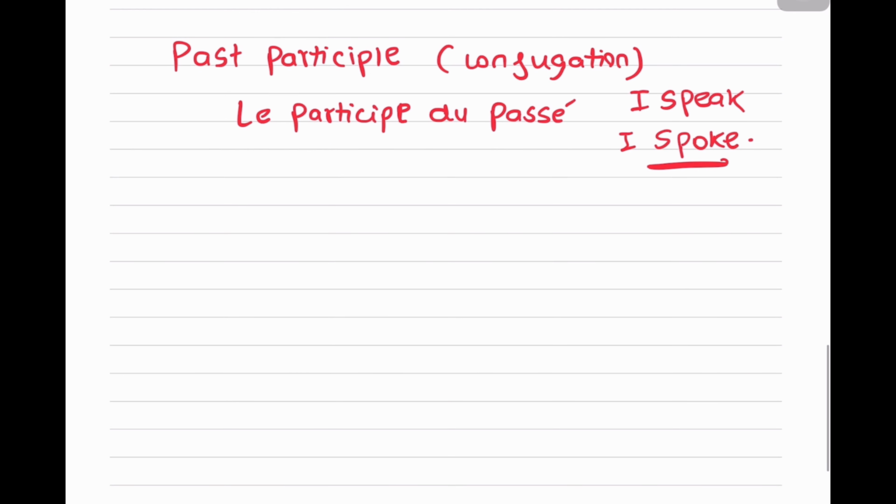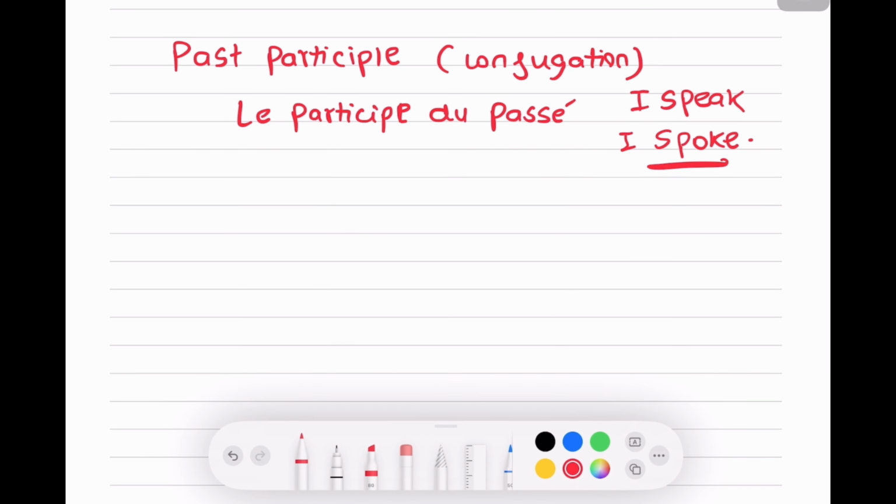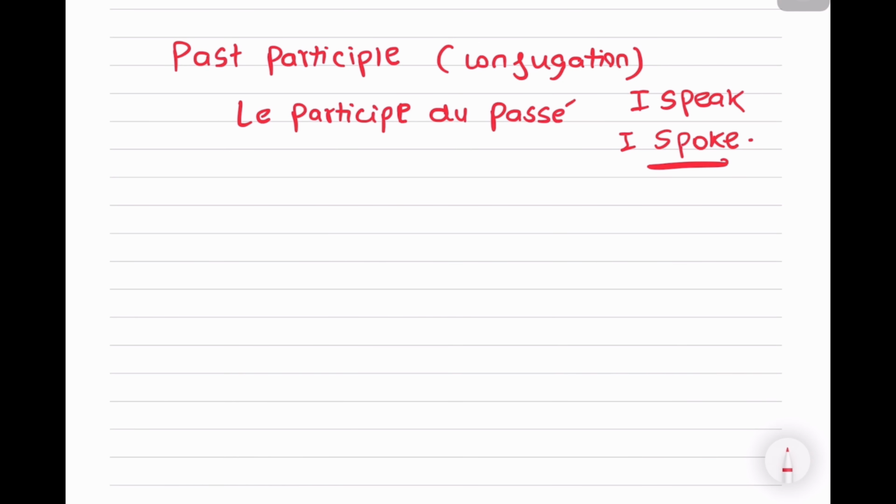But in French, it's a lot simpler to make the past participle because there are rules to make it. It doesn't just randomly happen that, oh, speak becomes spoke, think becomes thought, right? It's very random in English. But in French, we have a pattern, a rule to make a past participle. What is this rule? First thing we're going to do is divide the verbs, which we already know are in three groups: the ER verbs, the IR verbs, and finally the RE verbs. Each verb group has its own way of making the past participle.